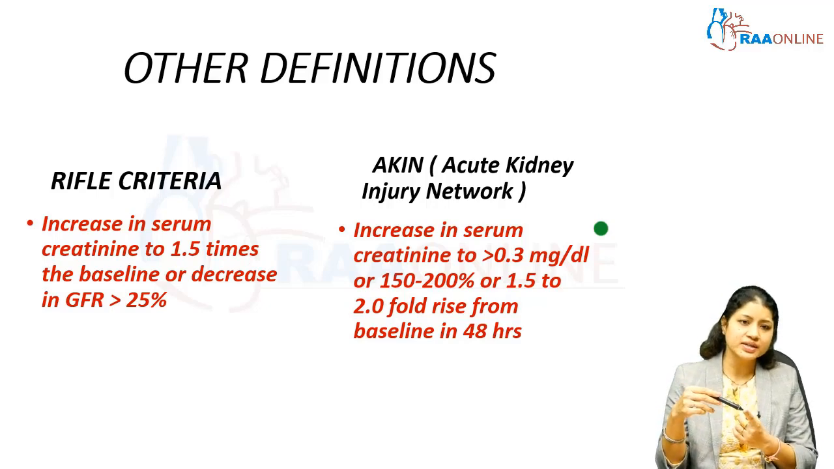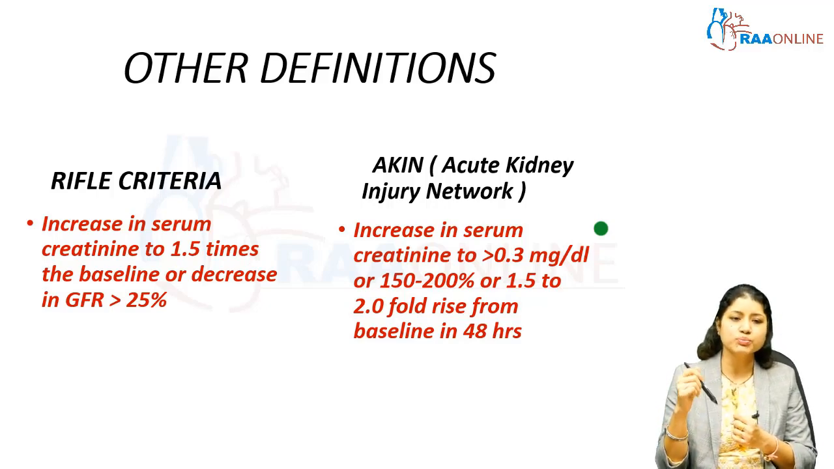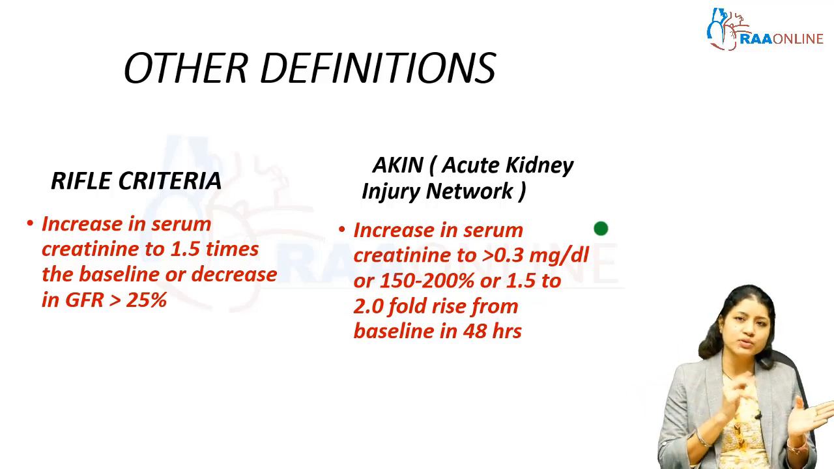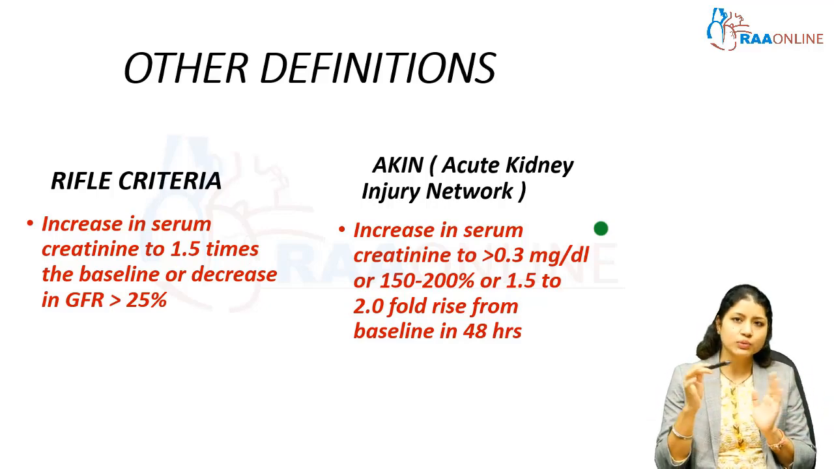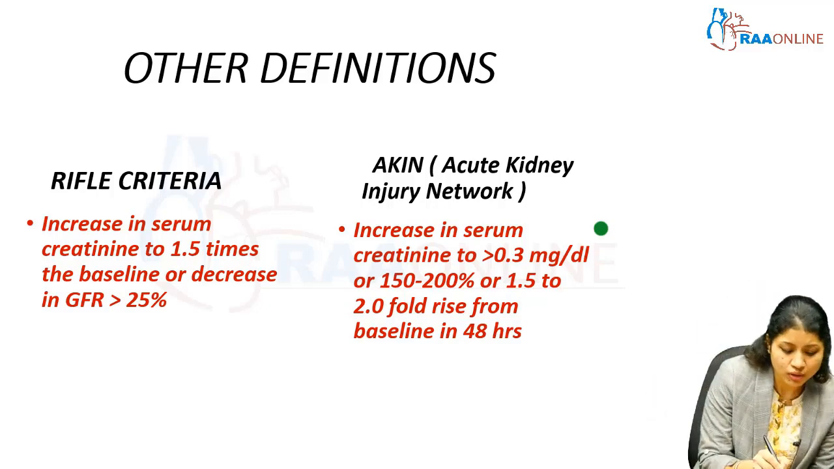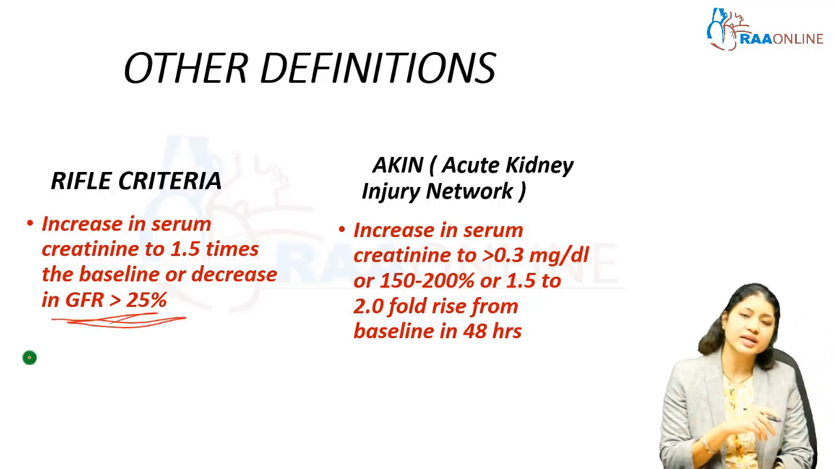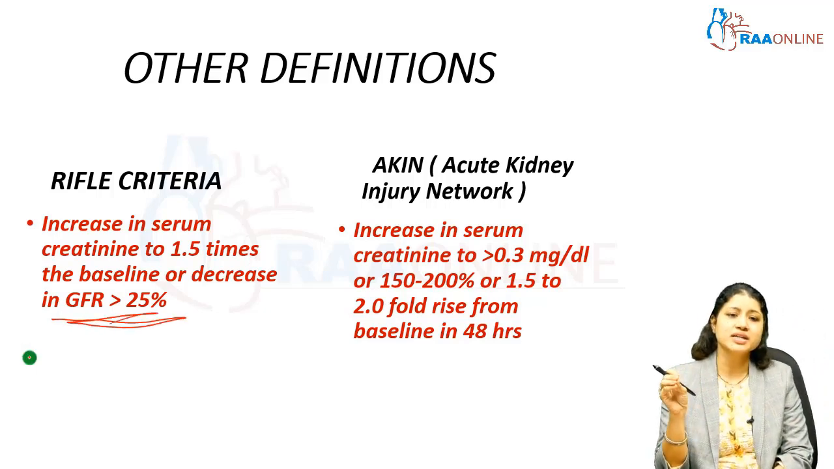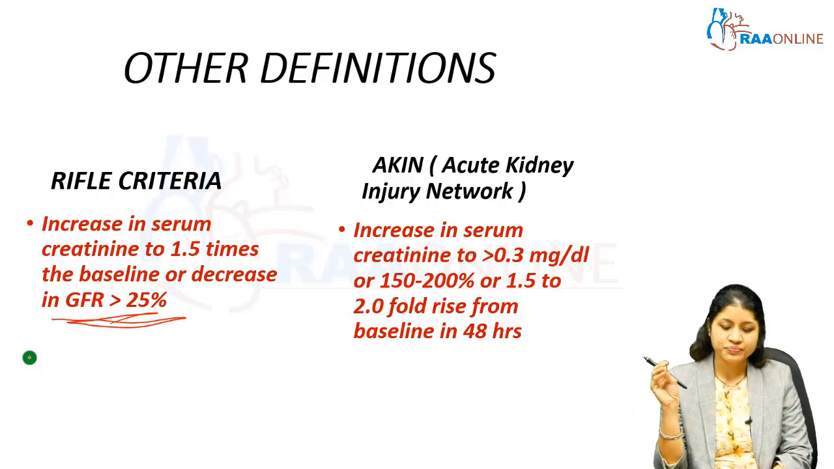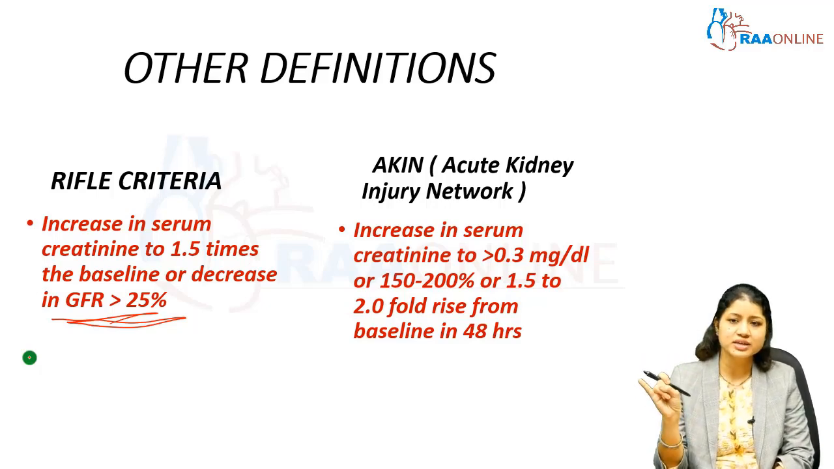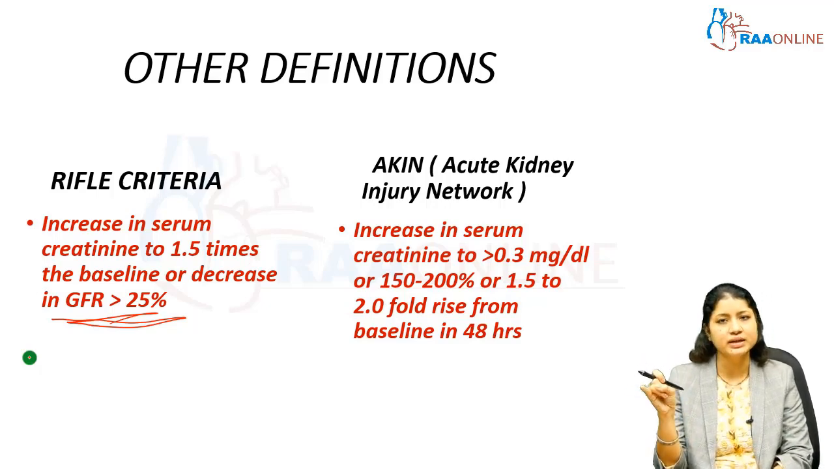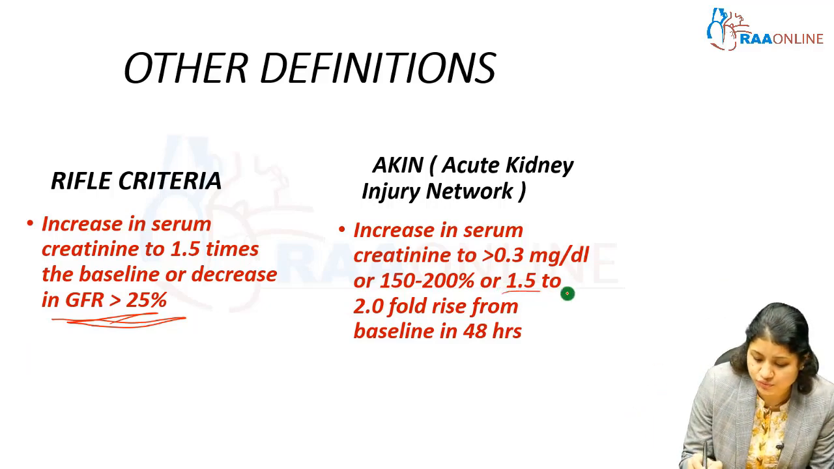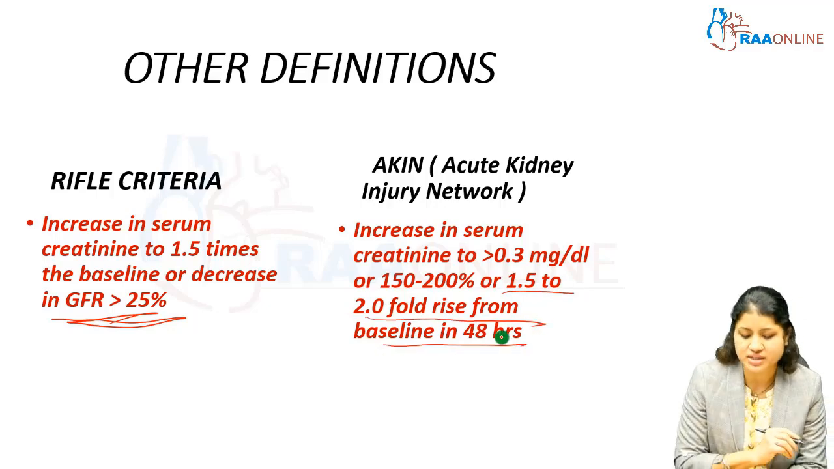The RIFLE criteria defines AKI as an increase in serum creatinine to 1.5 times the baseline. As we saw before, stage 1 also had 1.5 to 1.9. Here it says directly 1.5 times the baseline. The RIFLE criteria also judges AKI based on your GFR levels, that is a decrease in GFR of more than 25%. Whereas in the Acute Kidney Injury Network, there is an increase in serum creatinine of more than 0.3 milligram per dL, as discussed before, in the past 48 hours, or a 1.5 to 2-fold rise from the baseline in the past 48 hours.